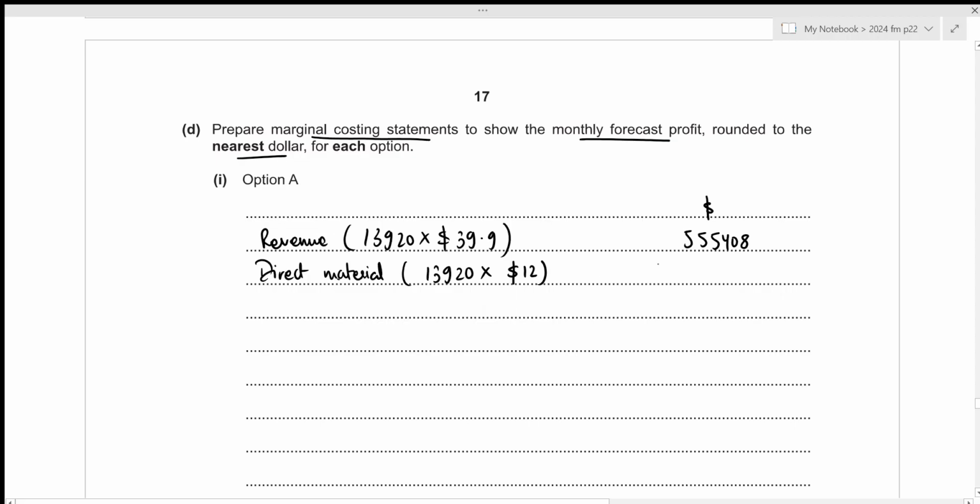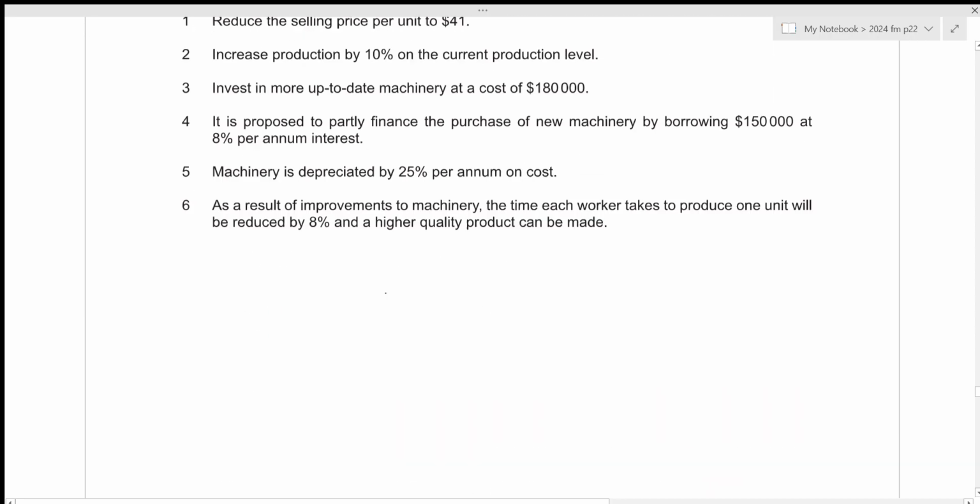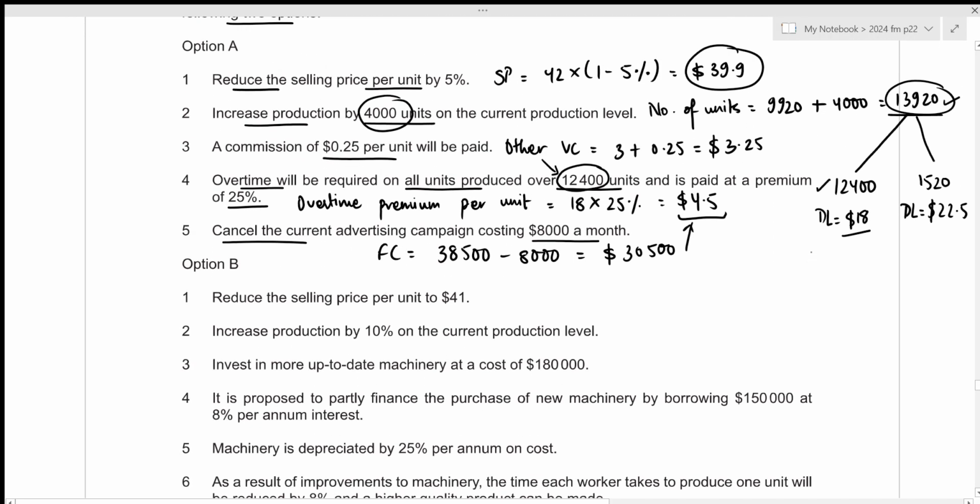This results in the total direct materials to be of 167,040. We can now move towards direct labor. For direct labor, we need to consider two different number of units. So for 12,400, we need to multiply it by 18. For 1,520, we need to multiply it by 22.5.